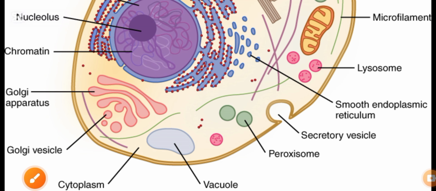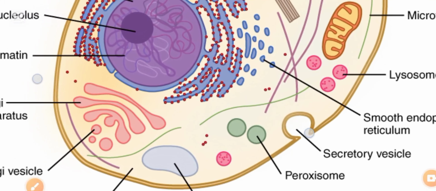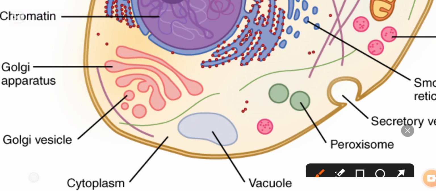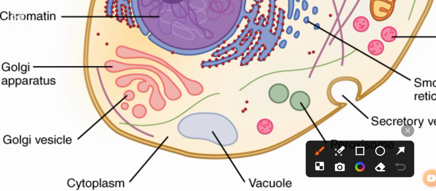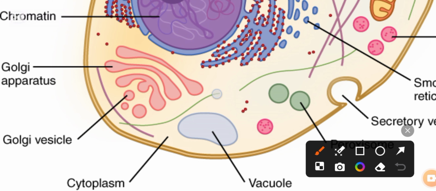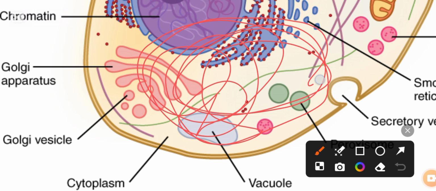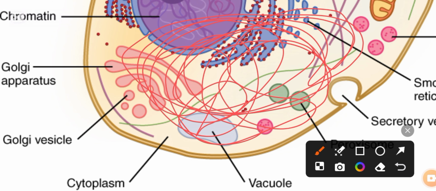Now, let's talk about the cytoplasm. So, what does the cytoplasm do? The cytoplasm performs a very good function. Look at the cytoplasm. The cytoplasm is the jelly-like fluid of the cell. So everything inside the cell membrane, everything inside here, is called the cytoplasm.